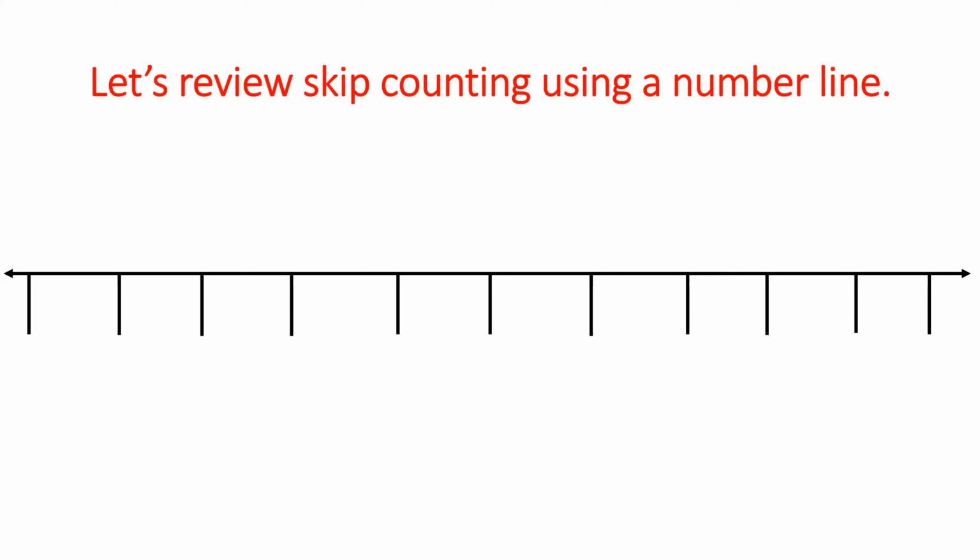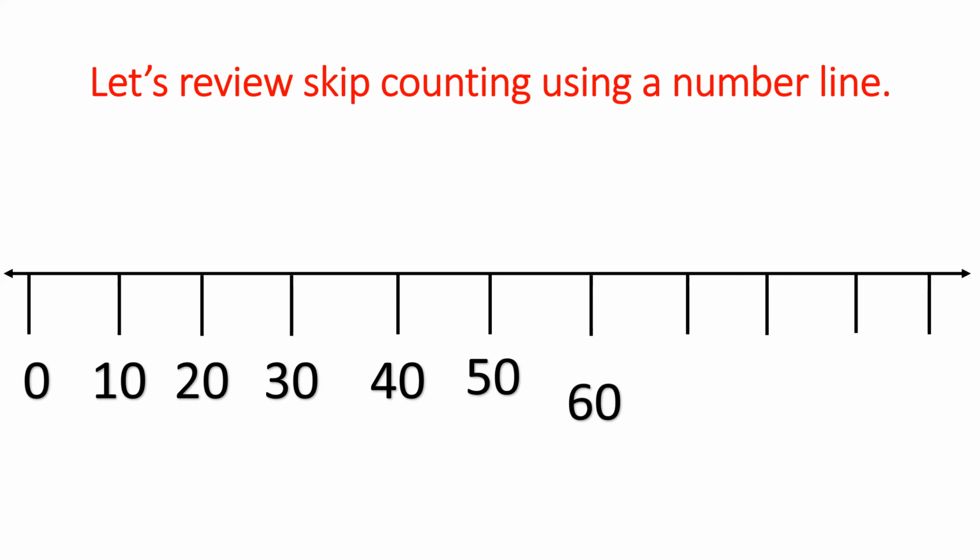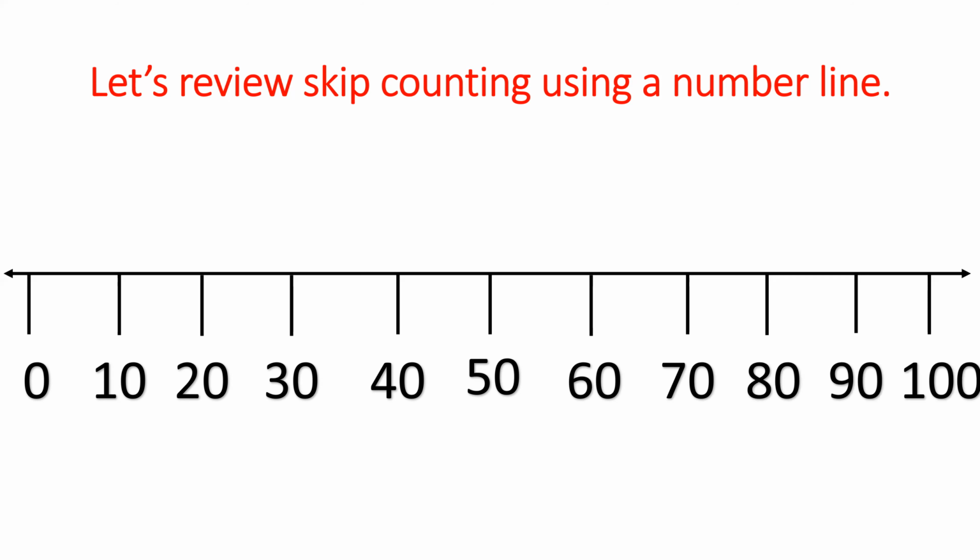Let's review skip counting using a number line. Count with me. 0, 10, 20, 30, 40, 50, 60, 70, 80, 90, 100. Great job. When skip counting by 10, all the answers on a number line, we call them multiples of 10, or the product of a number that you get when you multiply it by 10.